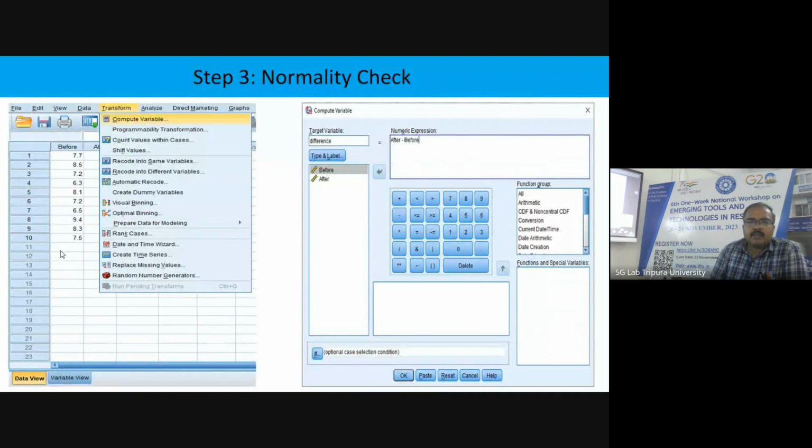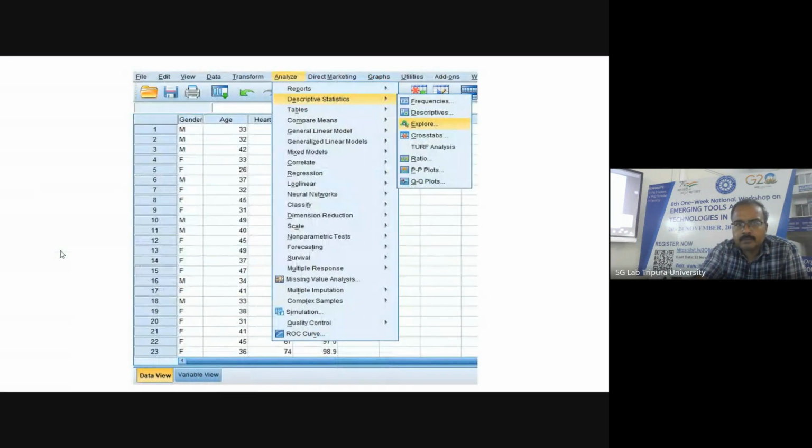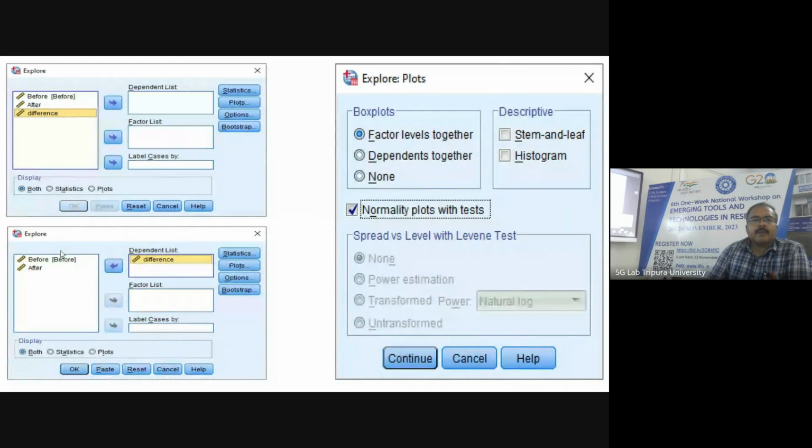First is the normality check, compute variable. What you are going to do here is use compute variable, where there is a before-after situation. For that, in the numeric expression, you have to write after minus before. Now go to descriptive statistics, then explore. If you have before and after values, you will get a difference.